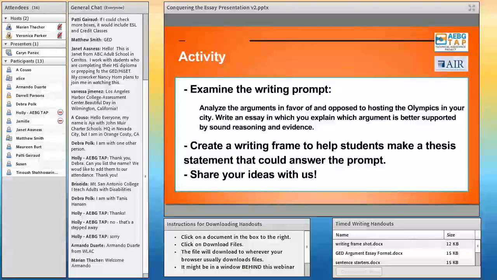But what I'd like you to do is think about how to help your students form a thesis statement, which is going to be their response to the prompt. And see if you can create a writing frame to answer this prompt with a thesis statement and share your ideas in the chat box that's going to be provided. I'll give you some time to start writing that. So a frame for just a thesis statement is what I'm asking you to do.